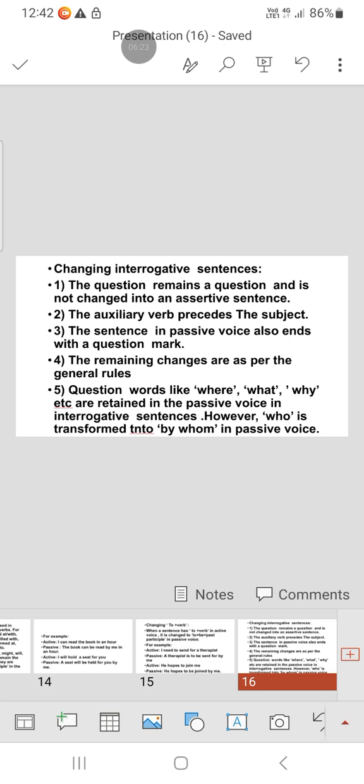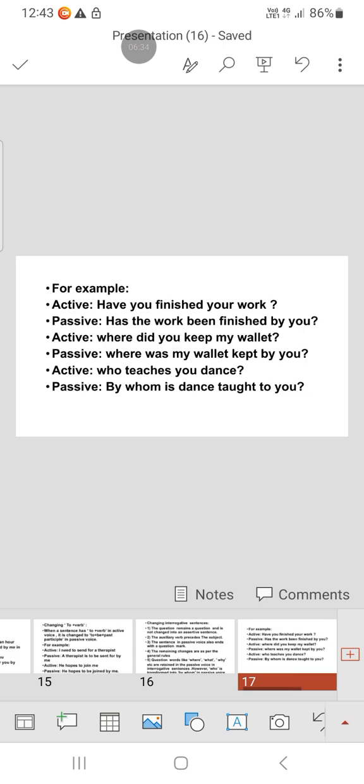Question words like where, what, why, etc. are retained in the passive voice in interrogative sentences. However, who is transformed into by whom in passive voice. For example, active, have you finished your work? Passive, has the work been finished by you?